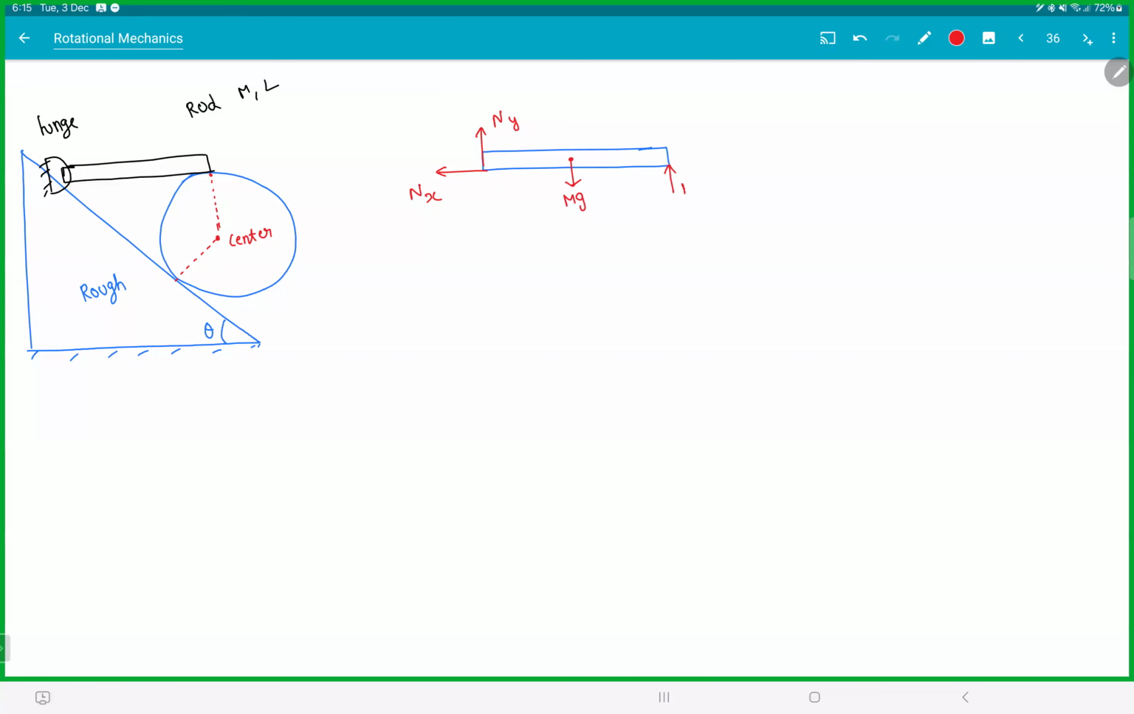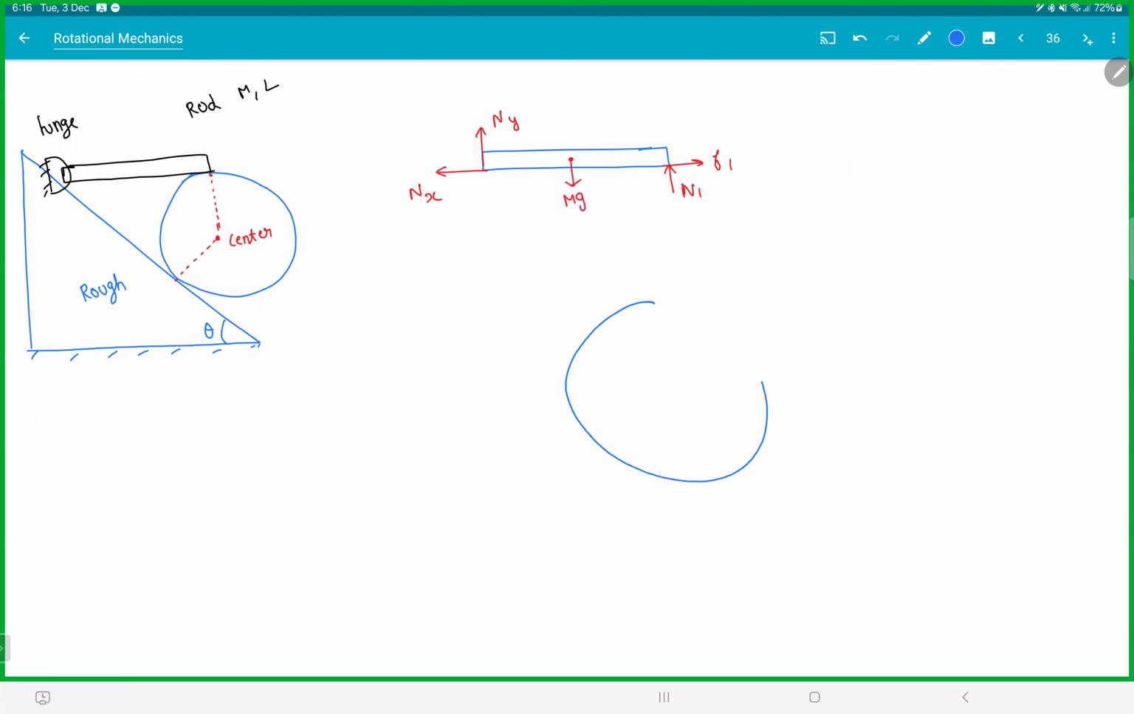Let's call it N1. How do you think the friction will be? Left or right? Ask yourself. Look at the cylinder. If the cylinder is trying to go this way, shouldn't the friction be like this on the cylinder, backward? So friction here will be forward. So if this is N1, this is F1. Check. Those are the forces on the rod.